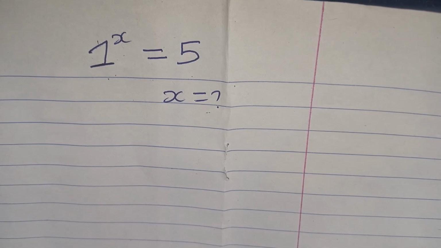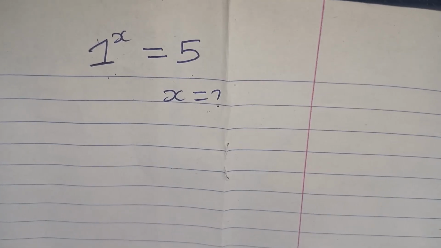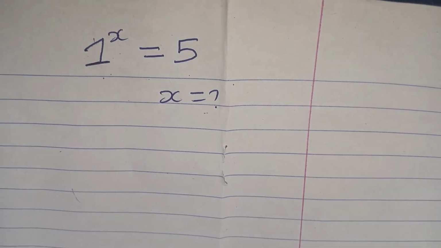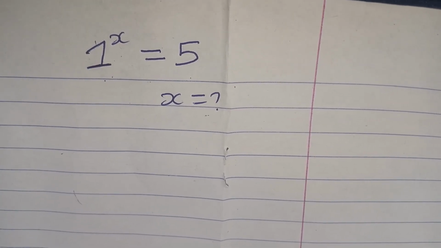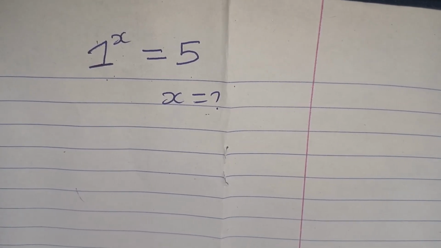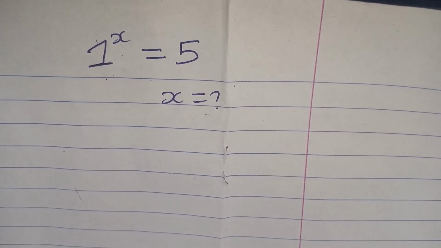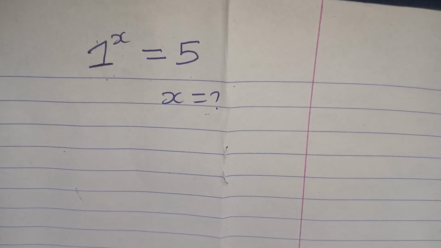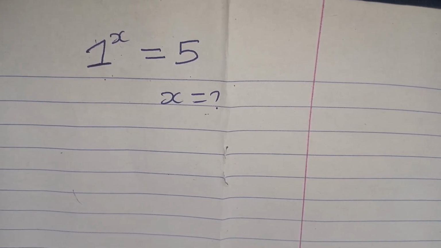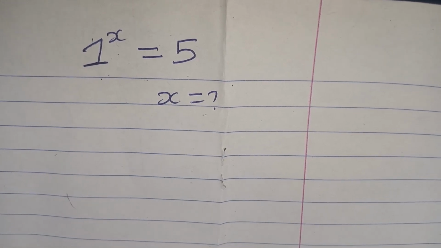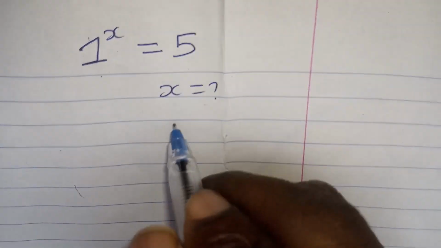So let's see how we can provide a solution to this. The question again reads 1 to the power of x is equal to 5. Looking at this equation very well, we can't really directly solve this because it looks somehow impossible to solve. But we are going to use what we call Euler's identity to solve this. What does Euler's identity say? So we can say, solution.